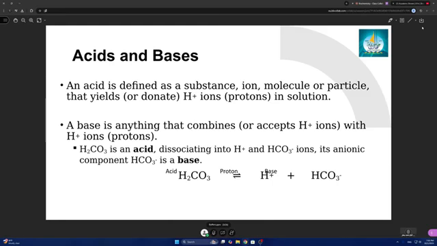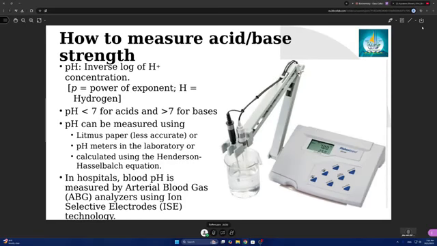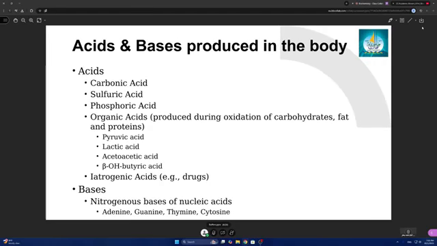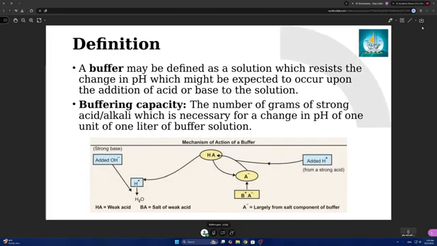Now coming to the acids and bases, skip these. These are very basic things. In the hospital we used to measure pH using arterial blood gas analyzers, and that uses the ISE technology, that is ion selective electrodes or electrolyte analyzers. We are skipping these slides.